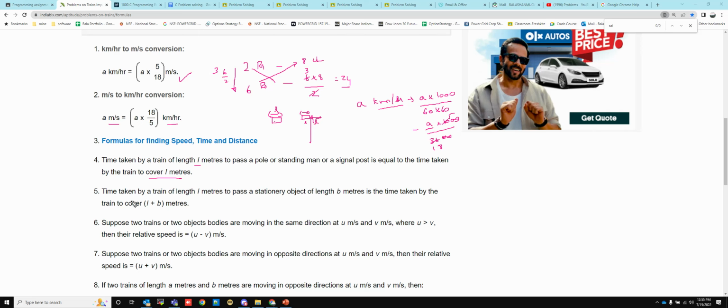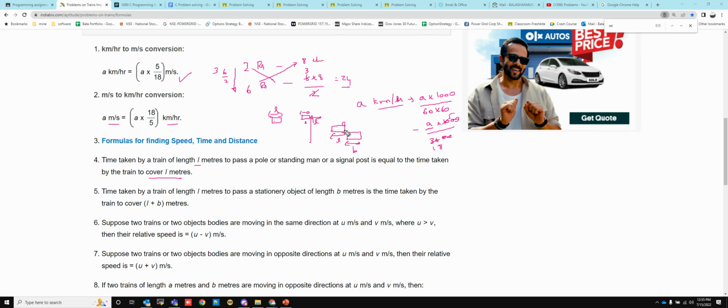The next is the time taken by a train of length L meters to pass a stationary object of B meters. So now, instead of a pole, you have a stationary object. Its length is B meters. Now you have a train. I don't know how to draw a train, so let's put it like this. So this length is L meters.